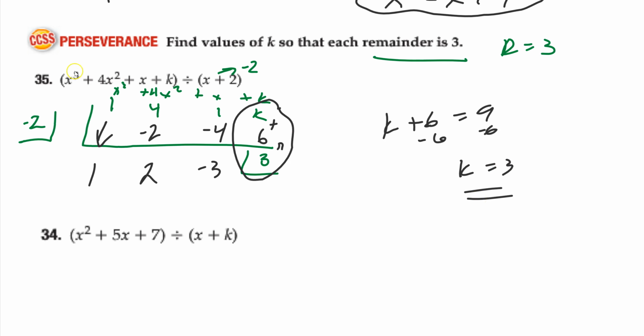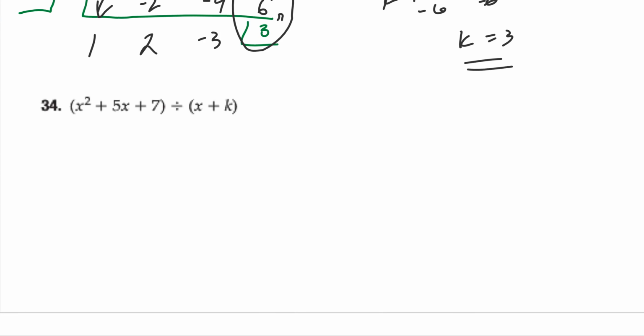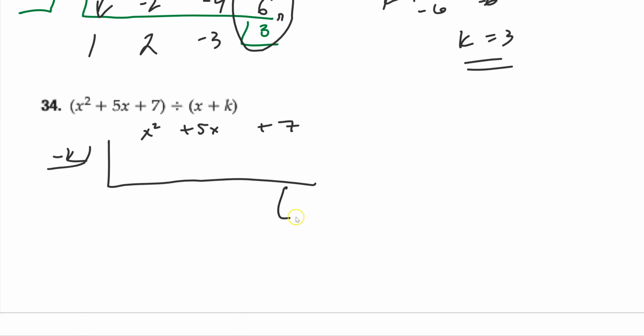That's just the way it works. The same problem as always. Just set up like you normally would with the extra information. Let's do it again with the next one. Now this one tells me I have x squared plus 5x plus 7. And then I'm going to use -k. And the remainder is 3.